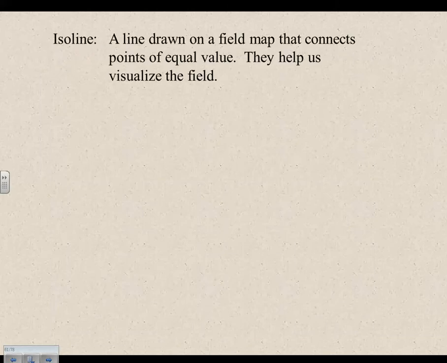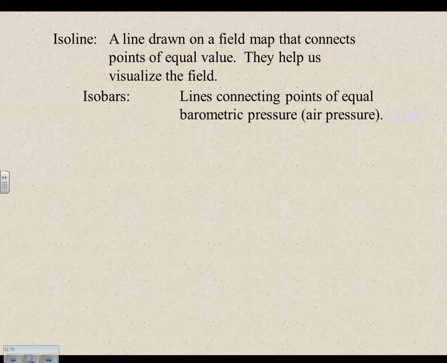Now, the lines that we're going to learn how to draw are called isolines. These lines help us visualize the field, and they're drawn connecting equal points of value. Here are some examples of isolines. Lines that connect lines of barometric air pressure, a meteorological term, these lines are called isobars.